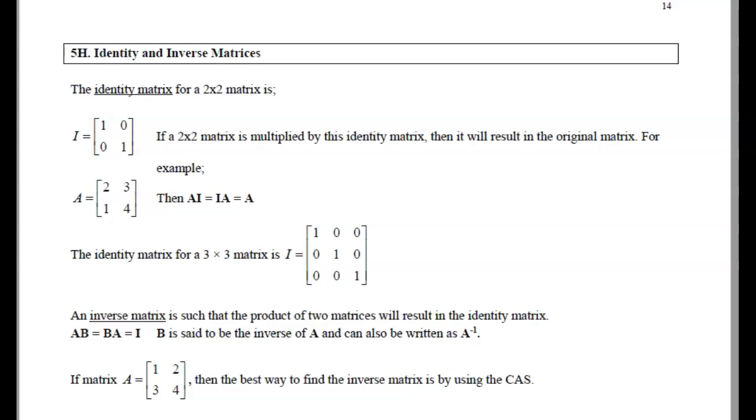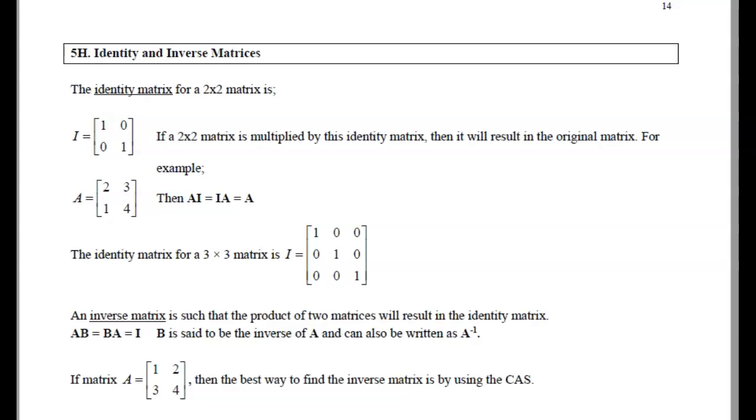Hi ladies, in this video we're going to go through 5H and also 5I because 5H is very short and you need your knowledge of 5H for 5I. So I'm going to put them in this one video. First of all, we're going to cover identity and inverse matrices.